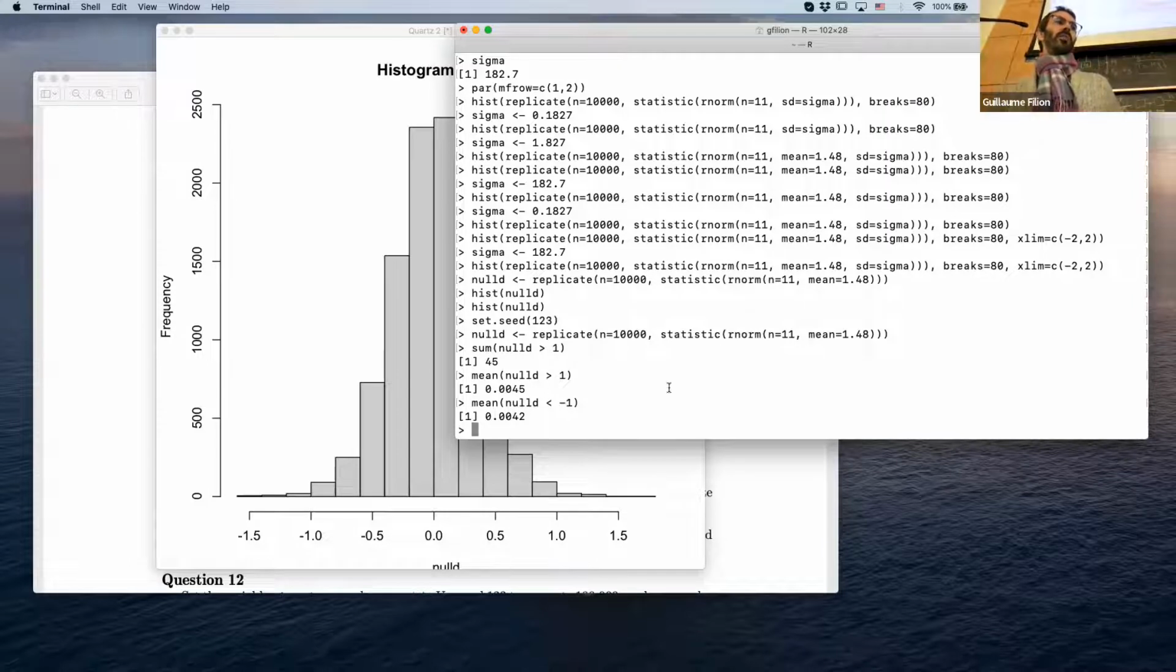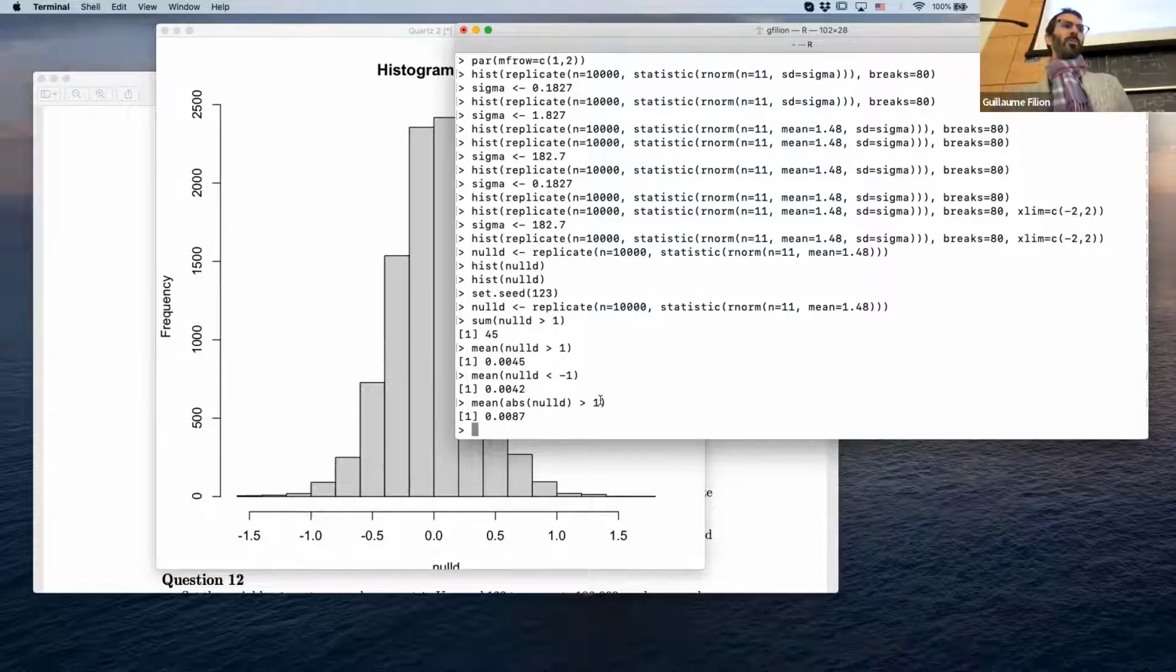But like Marco says, we can do better, we can do easier. So we do the absolute value of null d is greater than 1, because that corresponds to both cases. And you can see that sure enough, this is the sum of this plus the sum of this. That's the number of elements in the null distribution of which the absolute value is above 1, which means that either they were below -1 or above 1. And that's like 0.87% of the elements. So that's the answer here.